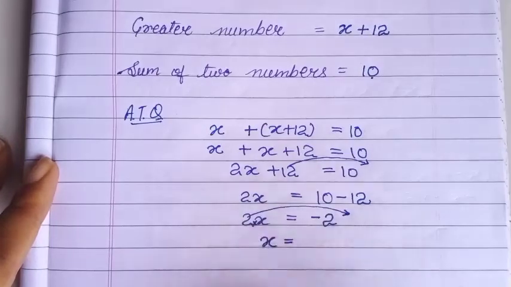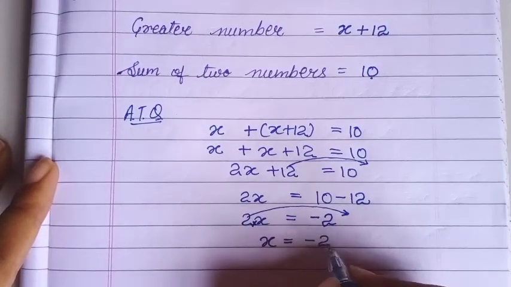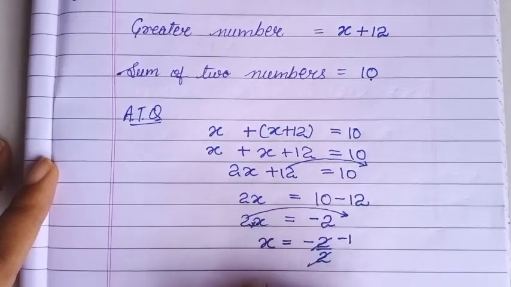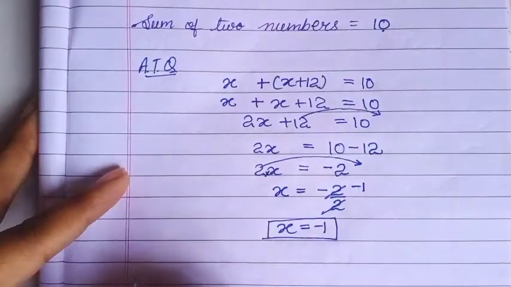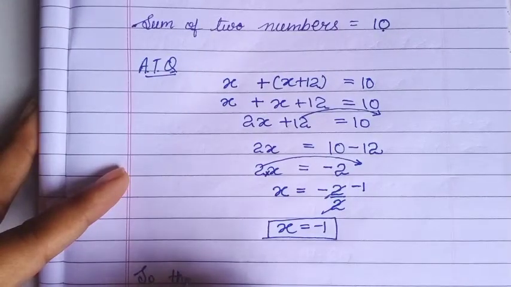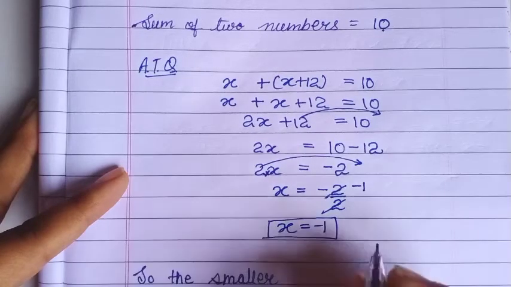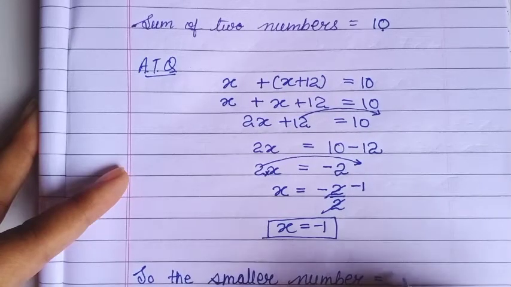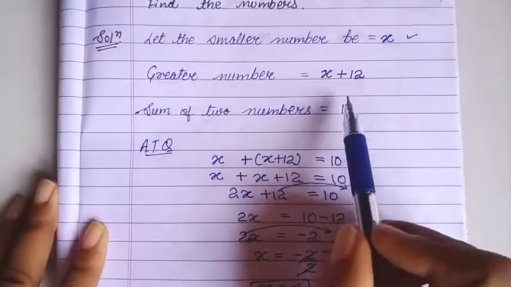So move this 2 to the another side. On the left hand side this was in multiplication. After moving to the another side this will be in division. So 2 ones are 2 of minus sign. So the value of x is minus 1. And what was x? The smaller number. So the smaller number is minus 1.